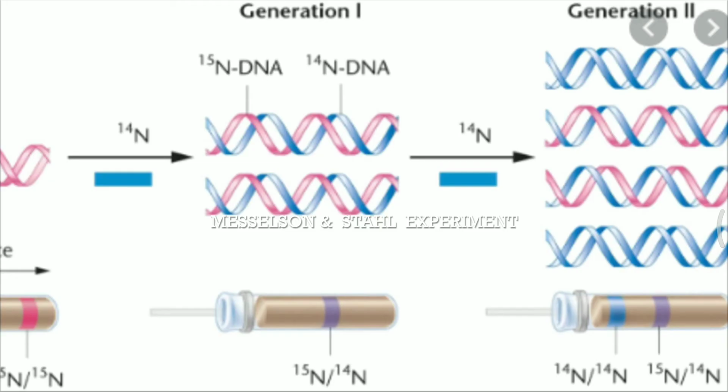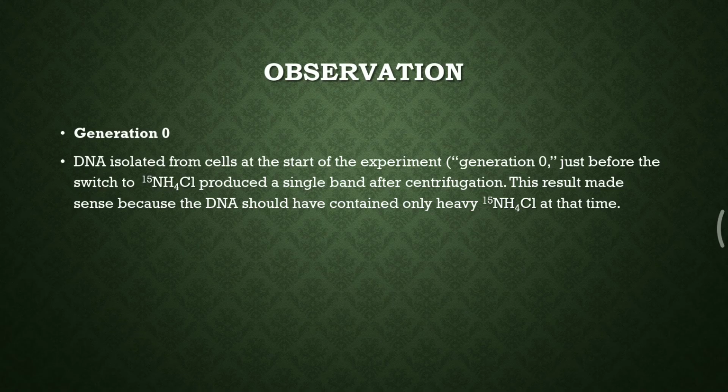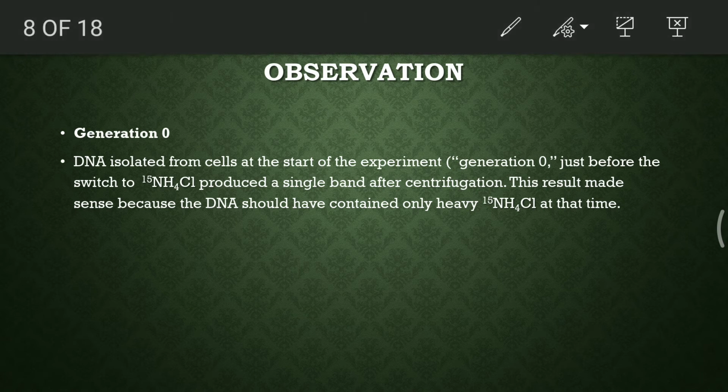So, what did we observe during this experiment was, in the first generation, when we just initiated with the experiment, we saw that the DNA isolated from the cells were kept in an experimental setup, and they were switched to N15 NH4Cl produced. And how was this heavy isotope produced? We are basically interested in putting the entire parental DNA, which contains N15. And how do we make it?